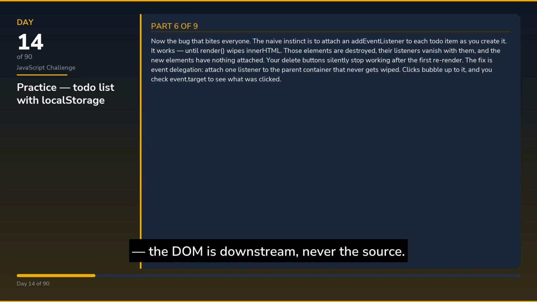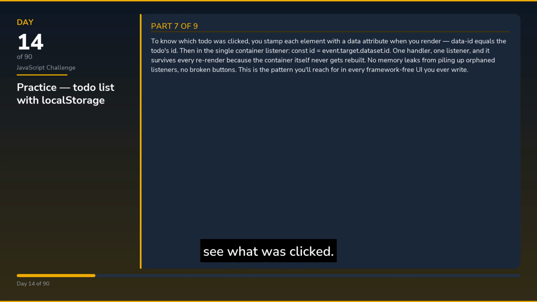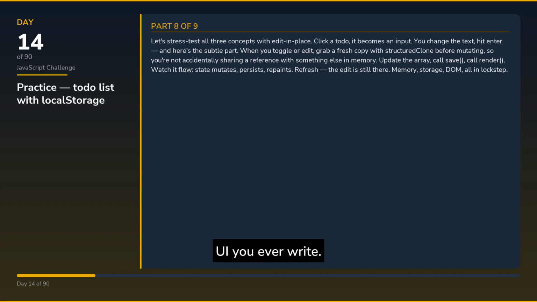The fix is event delegation: attach one listener to the parent container that never gets wiped. Clicks bubble up to it, and you check event.target to see what was clicked. To know which to-do was clicked, you stamp each element with a data attribute when you render, data-id equals the to-do's ID. Then in the single container listener, const id = event.target.dataset.id. One handler, one listener, and it survives every re-render because the container itself never gets rebuilt. No memory leaks from piling up orphan listeners, no broken buttons. This is the pattern you'll reach for in every framework-free UI you ever write.